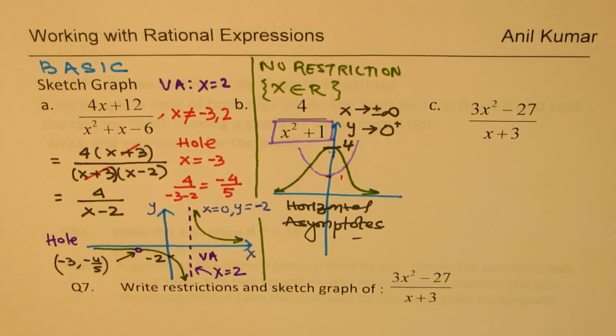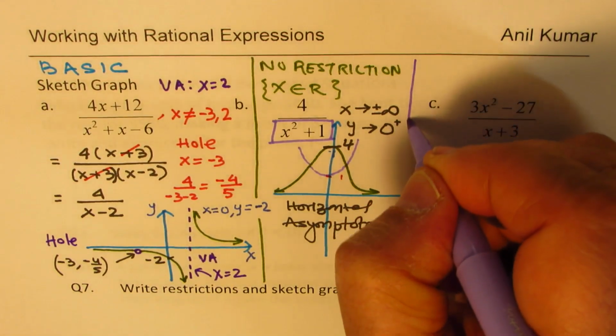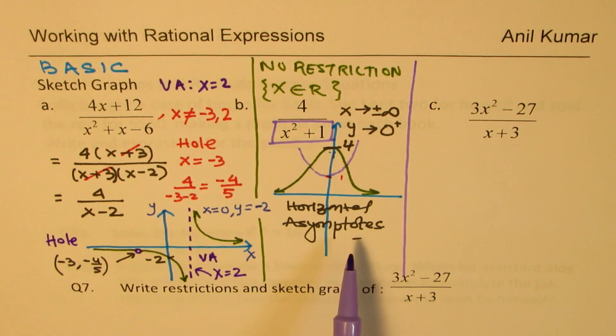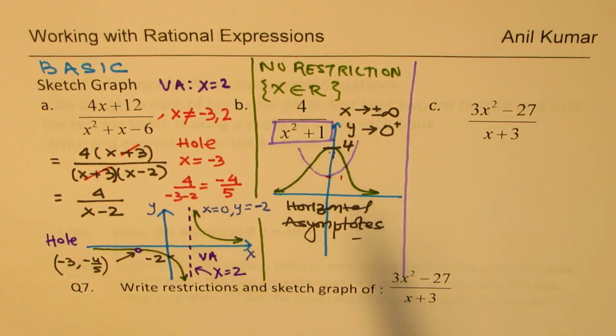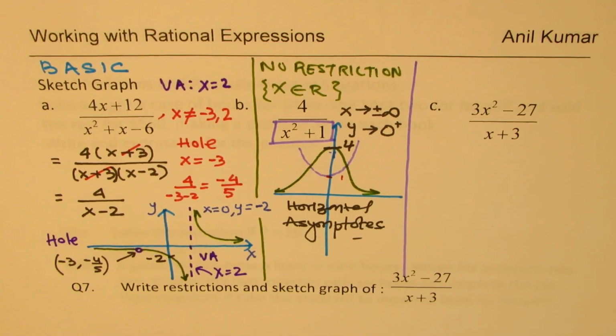Now let's move on and take the last example. But this was a very critical example where I've shown you that without restriction, we could have rational expressions. And it was a part of your question earlier. The last one here, I think you should try on your own.